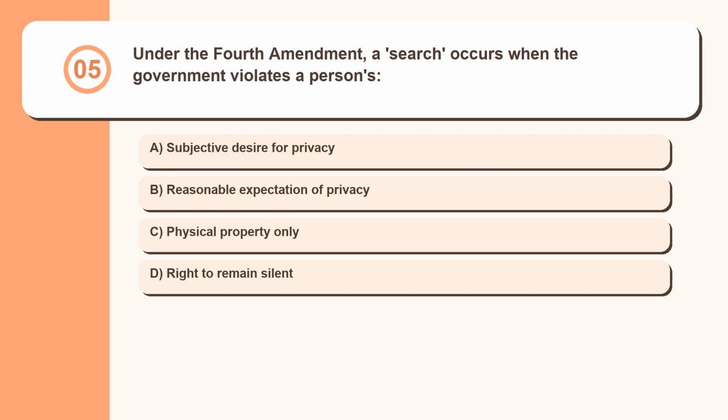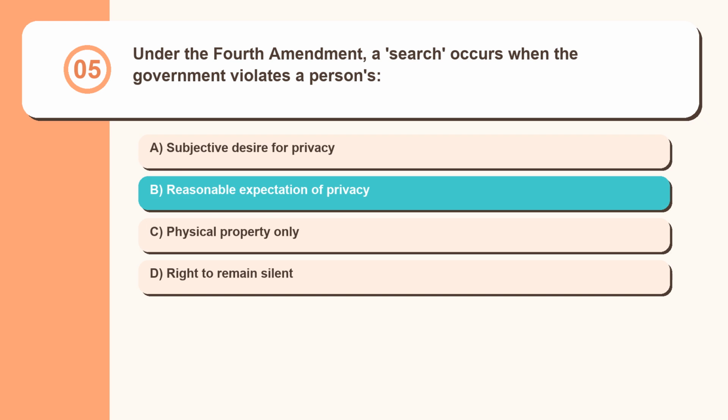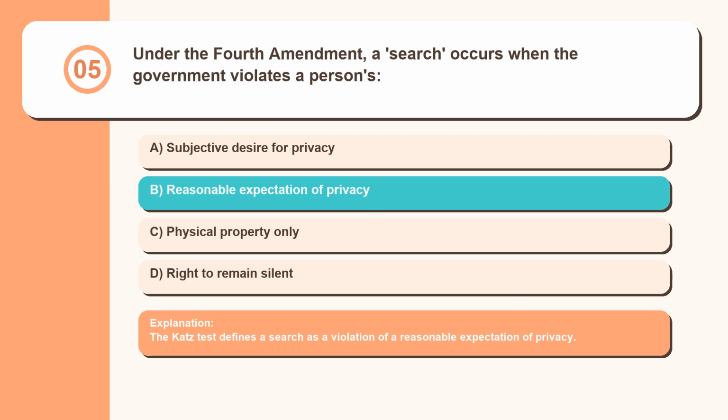Question 5. Under the Fourth Amendment, a search occurs when the government violates a person's subjective desire for privacy, reasonable expectation of privacy, physical property only, or right to remain silent. The Katz test defines a search as a violation of a reasonable expectation of privacy.